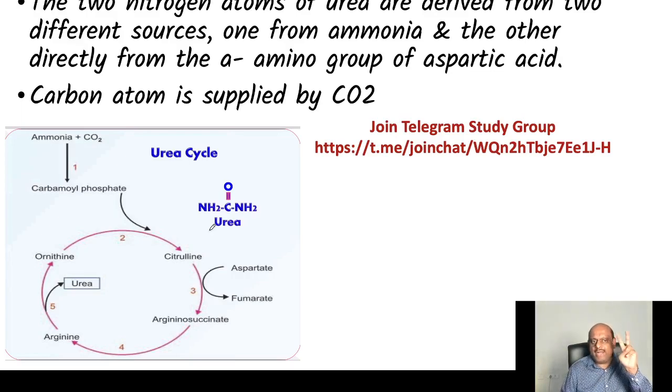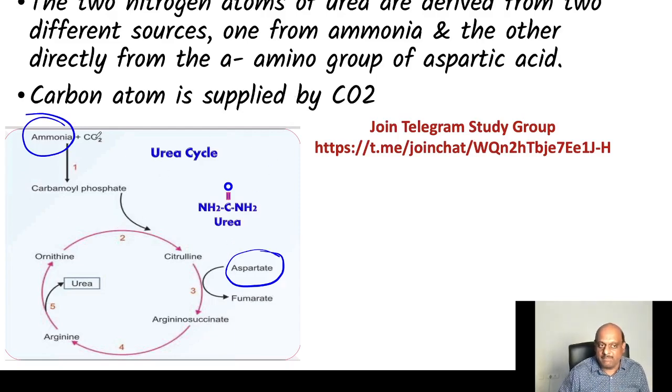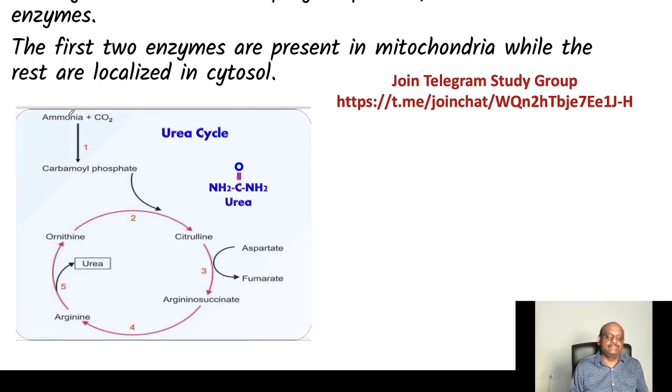So, the two nitrogen atoms of the urea, where are they derived from? You should remember, ammonia gives one nitrogen and the other one comes from aspartate. And from where does the carbon atom of the urea come from? It is supplied by carbon dioxide. That is what you have to remember. Two nitrogens and one carbon.